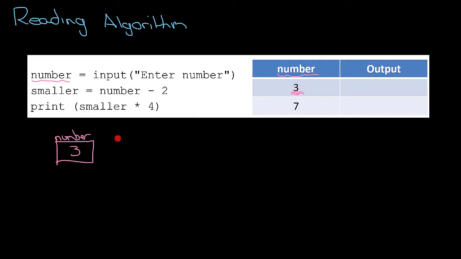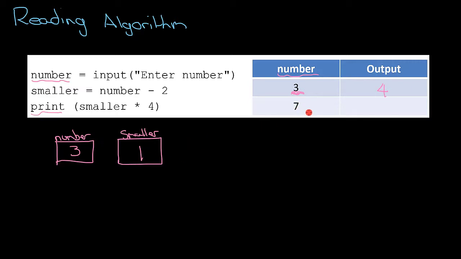Smaller equals number minus 2. That creates a new variable called smaller. So I've got another box called smaller, and then I'm doing number minus 2. What's number? The number 3, and then I subtract 2 from that. So that means in smaller I've got 1. And then I'm doing this print, which is my form of output. Anytime I've seen print, I'm outputting smaller times by 4. What's smaller? Number 1. So 1 times by 4 is 4. So there's a few numbers there, but hopefully that makes sense.